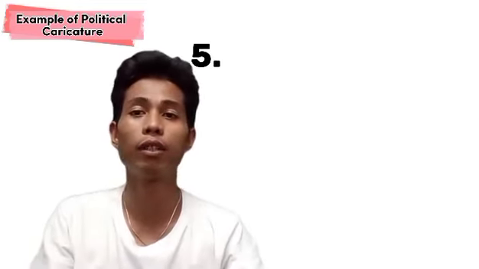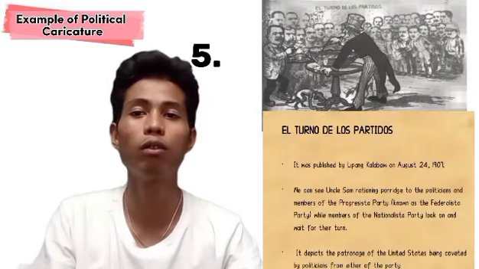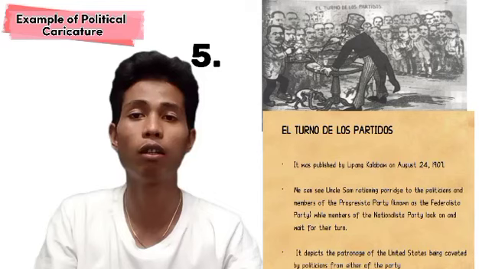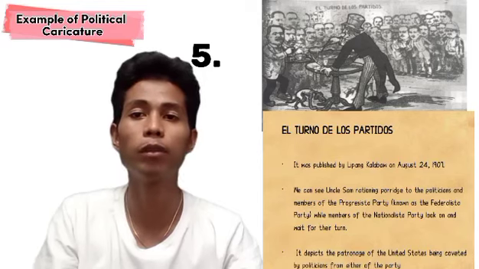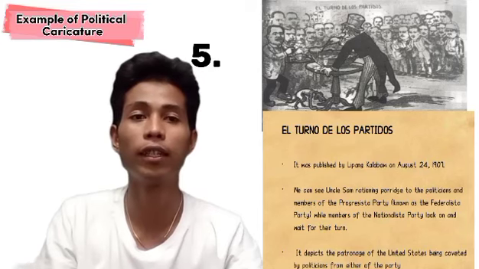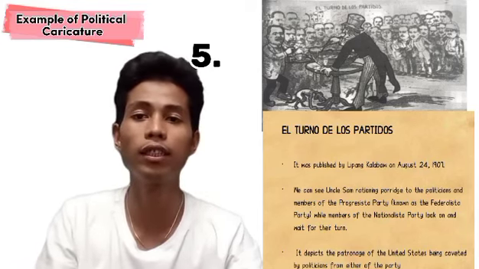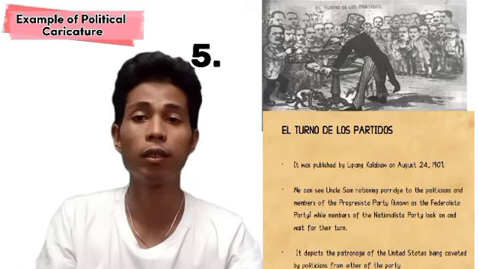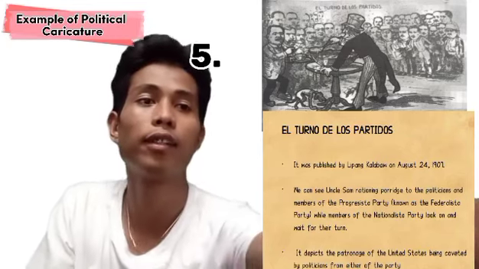And the last picture was published by Lipang Calabao on August 24, 1907. Uncle Sam foraged on those politicians and members of the Progresista, which is also known as the Federalista Party. The patronage of the United States is being felt, toward an inordinate desire for what belongs to others and what is appropriate for the people's sake.